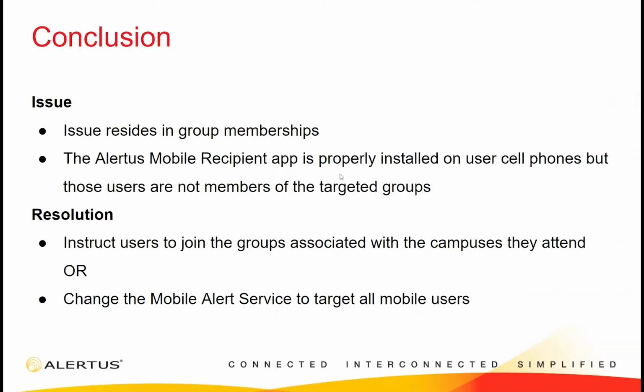So then we elevate up and say to those who generate our standard operating procedures, how do we want to proceed? We can either provide additional instructions for those users to join those groups if they're attending those campuses, or we could change the way the mobile alert service is sent to be an all alert service, so everyone, no matter what, who is registered to the app will receive those active shooter drills.